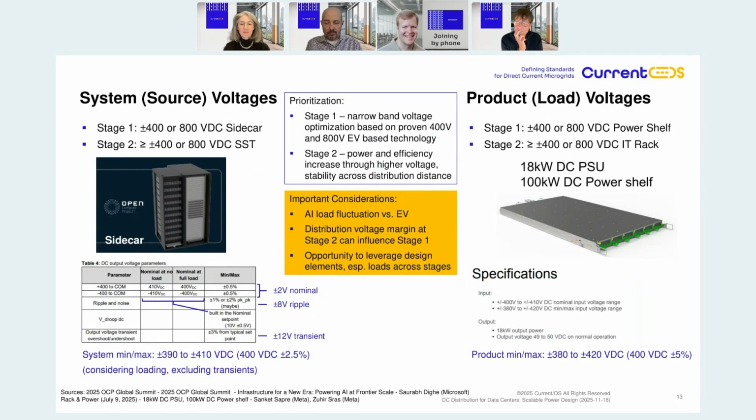And really key considerations here are that the AI load fluctuation can contribute to the ripple of the DC. And this ripple is important, as you'll see in some later slides, to the overall voltage margin. And as we increase the voltage up toward this 800 volt level, there's great importance on ensuring that some protection levels are still maintained.